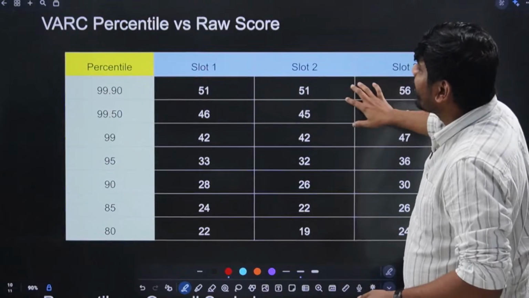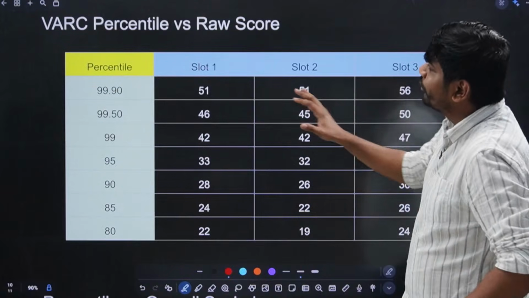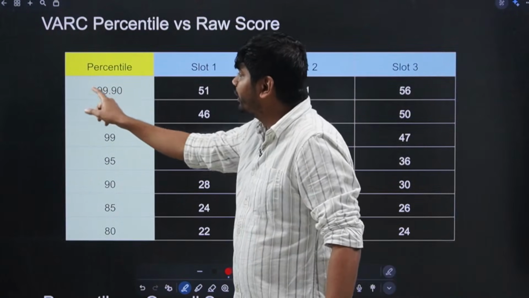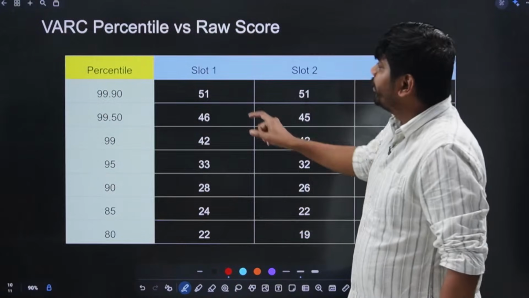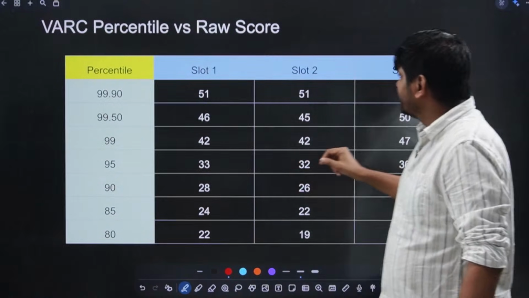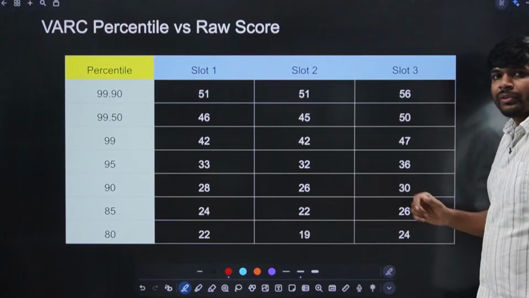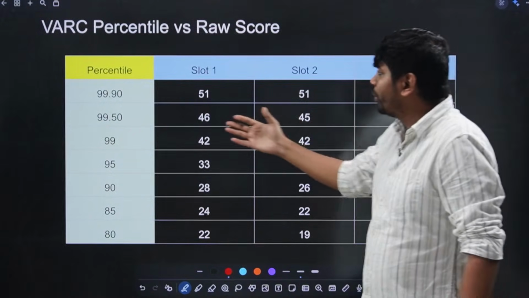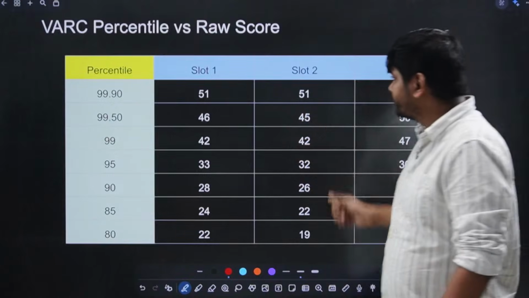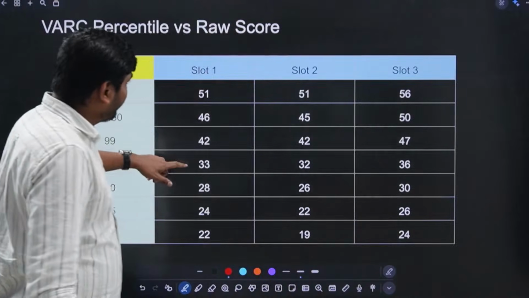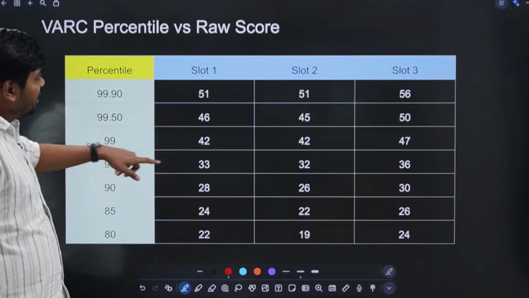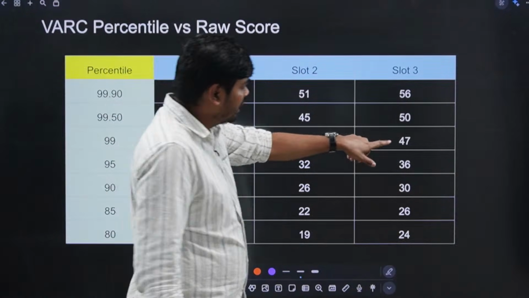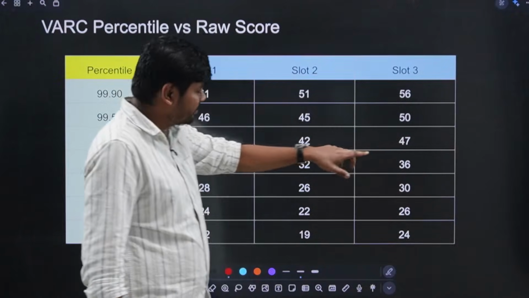Okay. Whereas if we compare the data of VARC, for the top 0.1 percentile, that is above 99.90, people in slot 1 have obtained 51 marks, but in slot 3 it is 56. So slot 3 VARC is getting scaled down. For slot 1 and slot 2, it is getting scaled up. If you check for 99 percentile, the raw score should be 42 marks, whereas in slot 3 this score is 47.